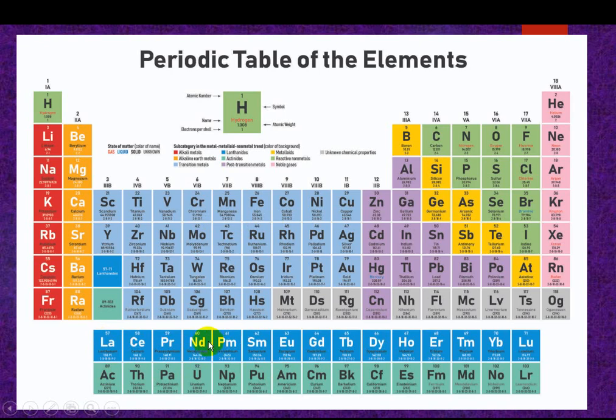You see the last electron is in the f orbital. Lanthanide to lawrencium, these are lanthanide series elements. These f block elements are lanthanide series elements, and actinide series elements are also f block elements.